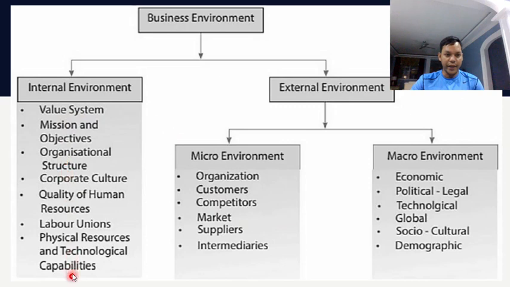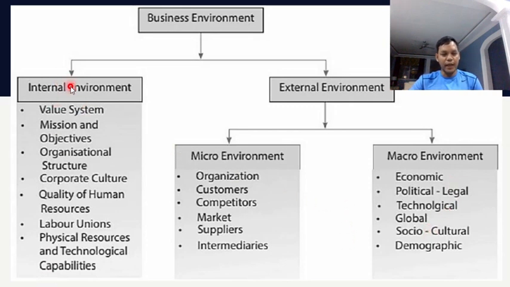Okay, these are examples of the elements. And again, we also have the external environment, and there are two elements here, the micro and the macro environment. These environmental factors are beyond the control of the business, but the business can still minimize the impact if it has an effective strategic plan.